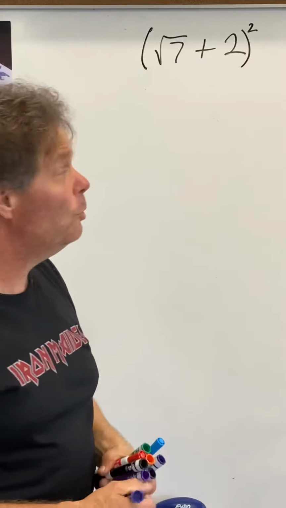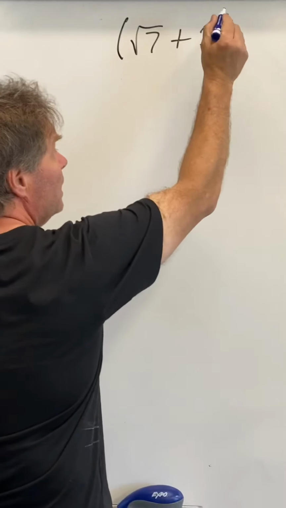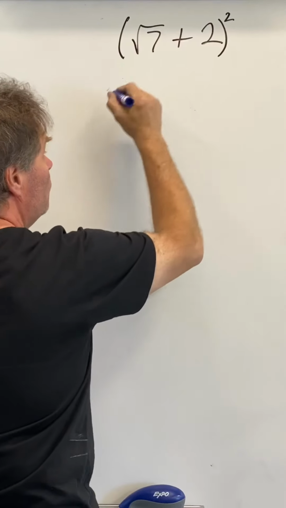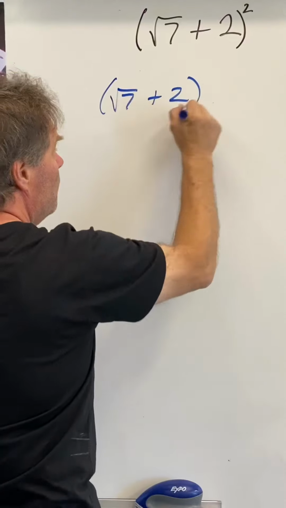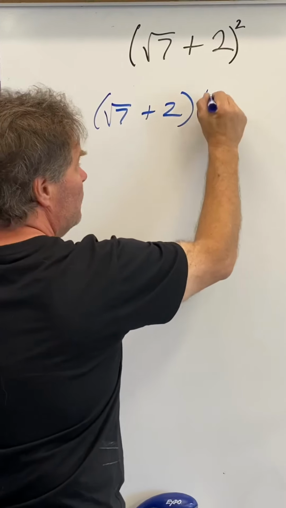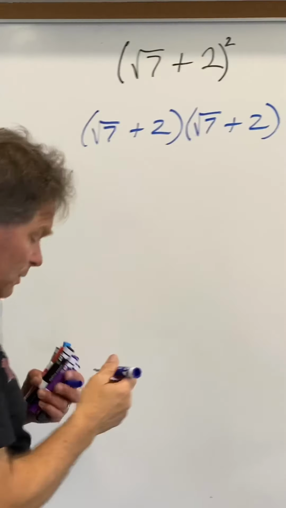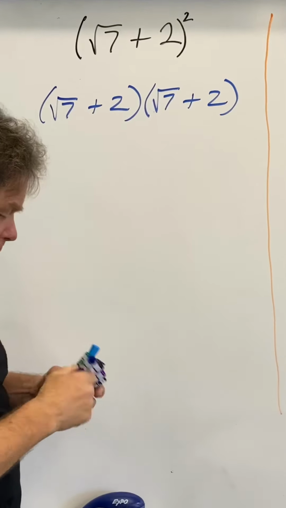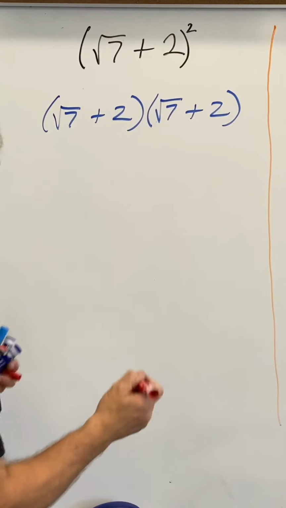What you need to do is, what does squared mean? Squared means times by itself. So that means it's going to be this guy, root 7 plus 2, that guy times himself, right? It just means this guy times itself 2 different times. Okay, so here we go. Just like the last 2 problems, FOIL.